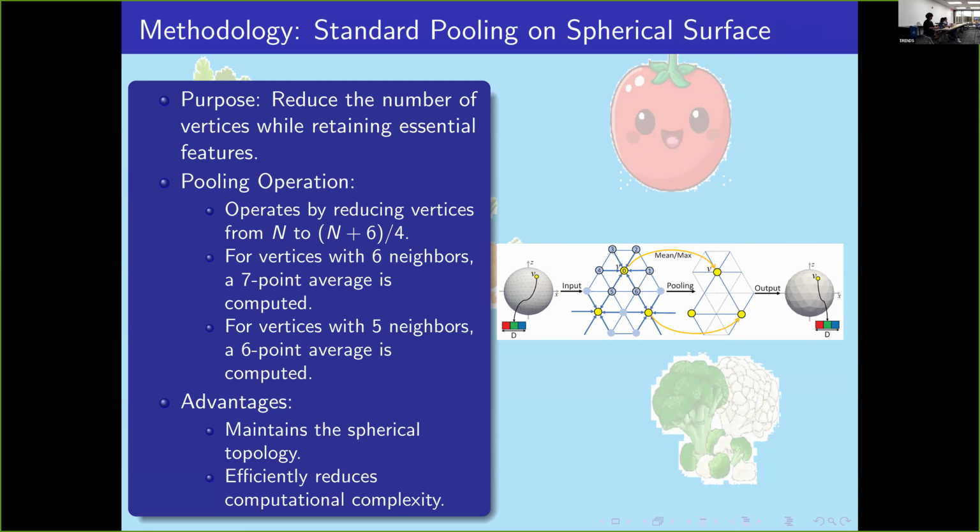The pooling operation reduces vertices by (n + 6) divided by 4 vertices, and there's some irregularity in this downsampling process between vertices that have 6 or 5 neighbors. The nice effect of the pooling operation is it maintains spherical topology throughout the downsampling process.